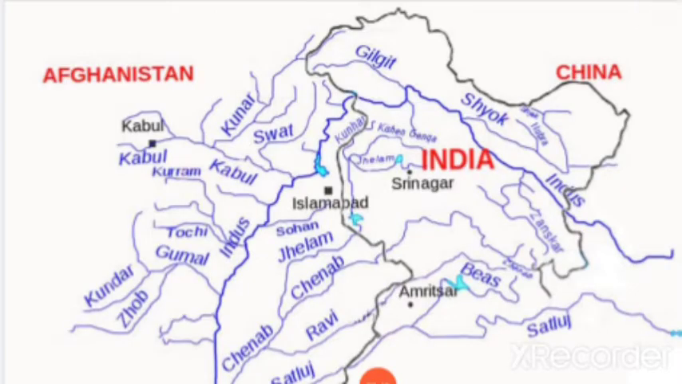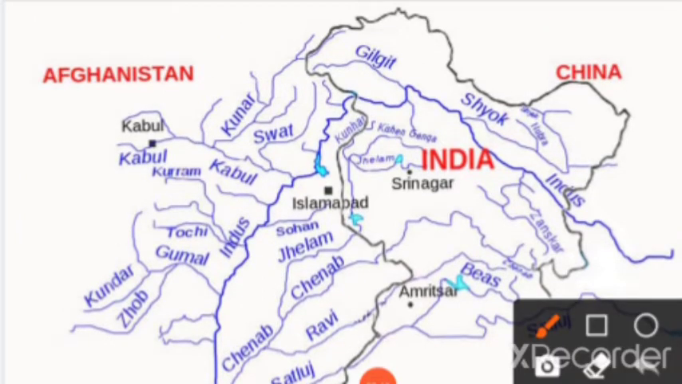Let's have a look firstly at where the river originates. This is the main point: the Bokhar Chu region in the Tibetan region, from where the Indus originates. It starts its journey at an altitude of 4,164 meters in the Kailash mountain range near Mansarovar Lake, and the river flows northwest and enters the Ladakh region.